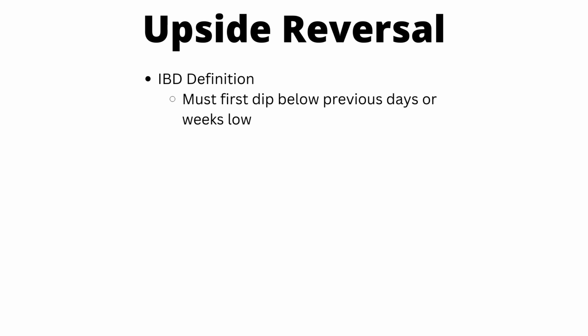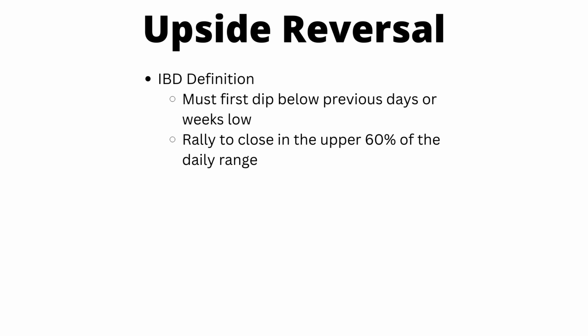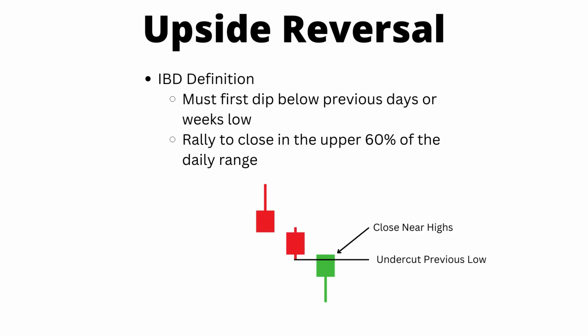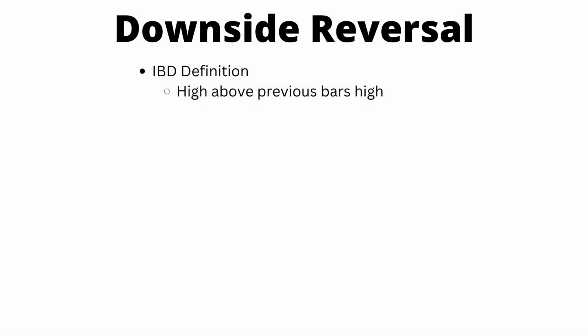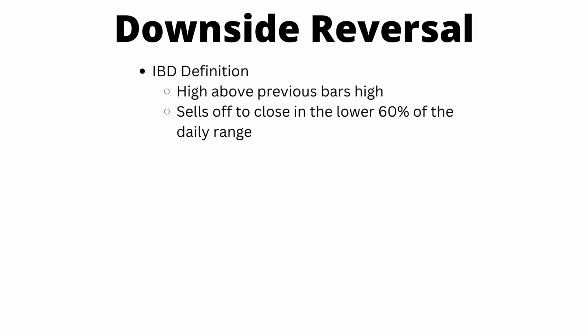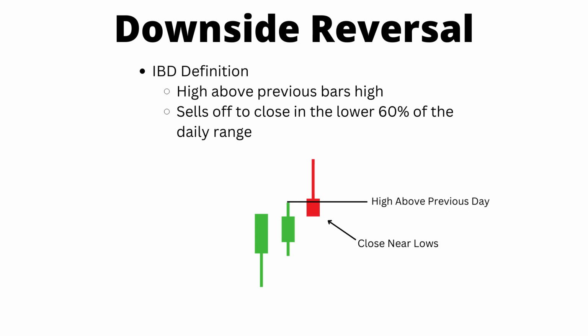So let's start off by reviewing what defines a reversal bar. For this, I personally like to use the Investor's Business Daily definition. They define an upside reversal as the current bar undercuts the previous bar and then price rallies and closes in the upper 60% of the range. They define a downside reversal as the current bar makes a high above the previous bar and then sells off and closes in the lower 60% of the range.